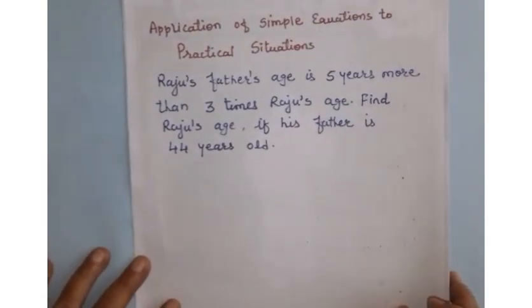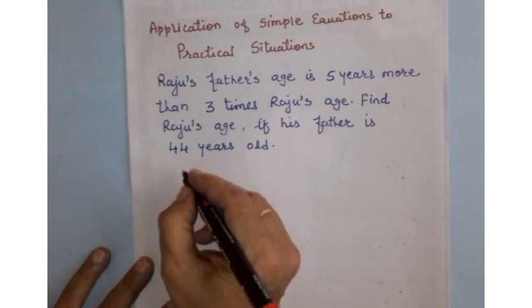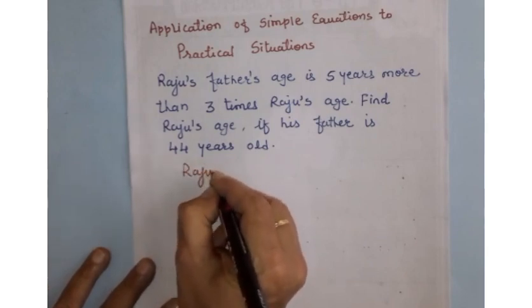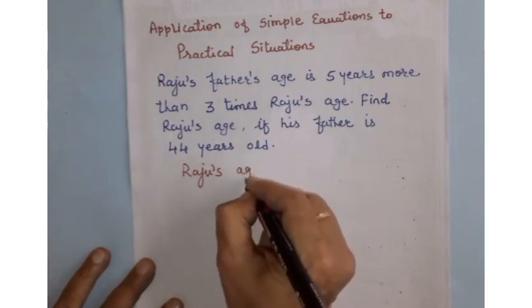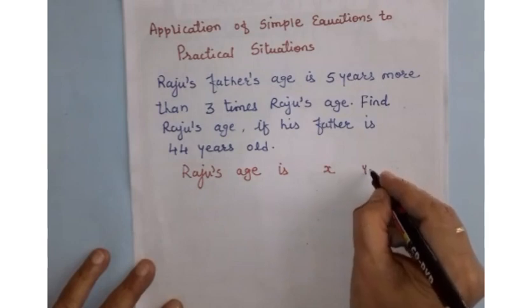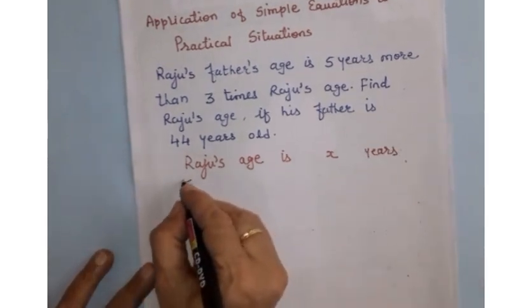Now here we are not aware about Raju's age. What is the age of Raju? So let us write that Raju's age is suppose x years. Correct? Understood? And what is the father's age?